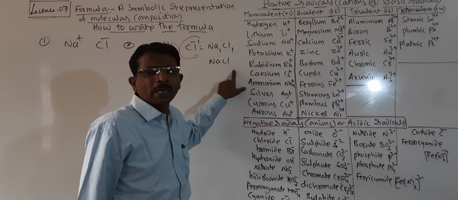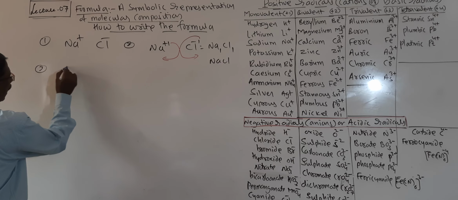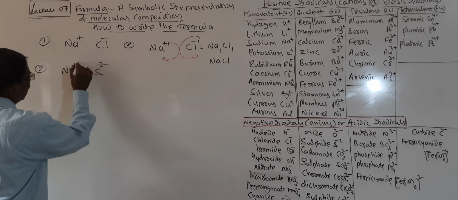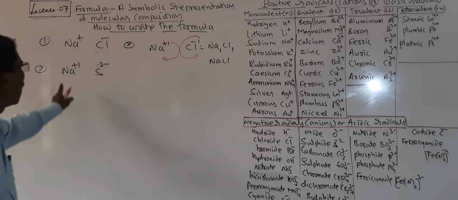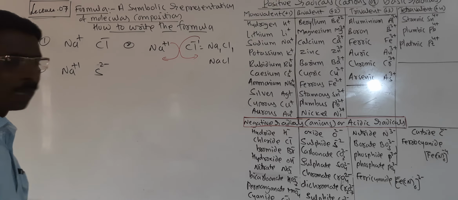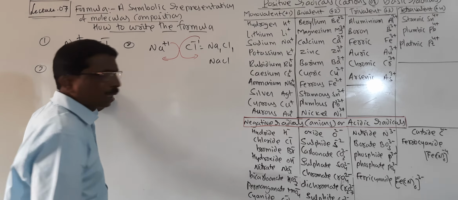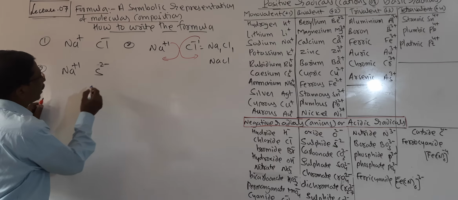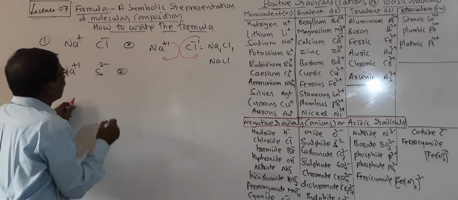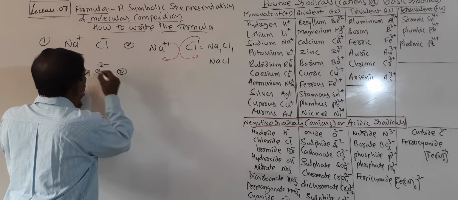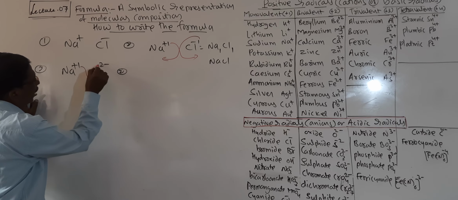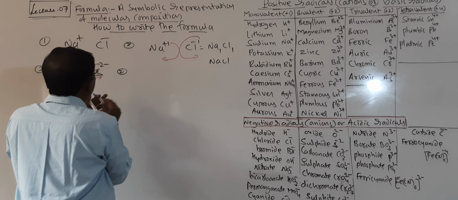I will show another example. So the second example I will show. Number 2: Na plus and S2 minus. Na plus 1 and S2 minus are written side by side. Then the second step: Na plus 1 and 2 are cross multiplied. So this is multiplied here and this is multiplied here.